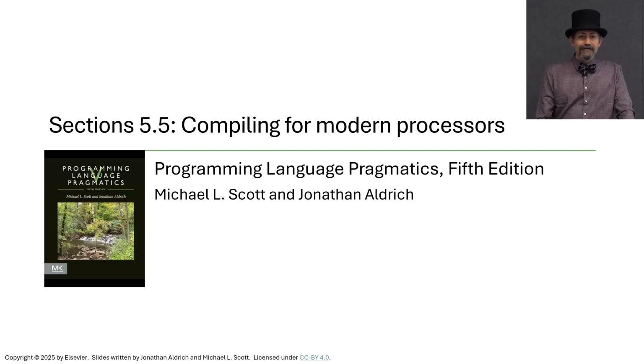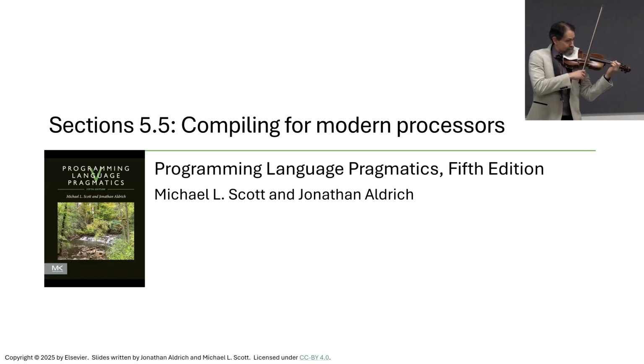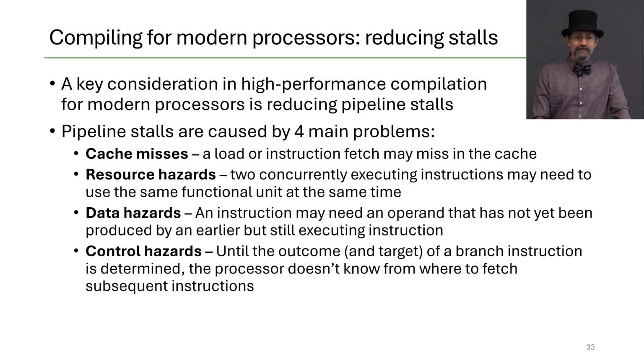I'm Jonathan Aldrich. Let's put our architecture hat on and talk about compiling for modern processors. A key consideration for compiling programs for modern processors for high performance is reducing pipeline stalls.